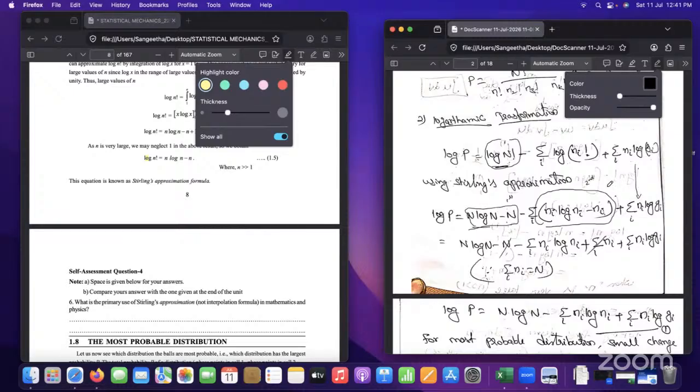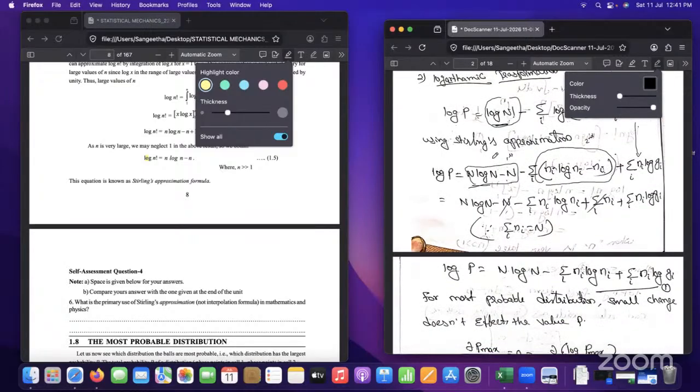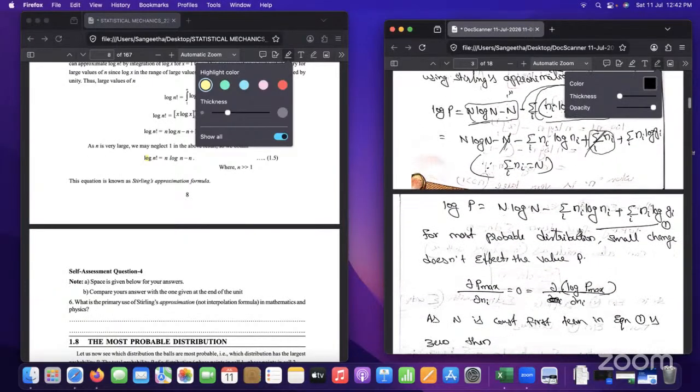Now we will simplify this further. N log N is written as it is, as the first term, minus N. Sigma is multiplying both terms, the first term as well as the second term. The first term multiplication gives sigma of Ni log Ni. Next, minus of minus gives plus sigma of Ni. This sigma of Ni is taken as capital N, so this N will be cancelled. So we get three terms. Log P equals N log N minus sigma over i of Ni log Ni plus sigma of Ni log Gi.